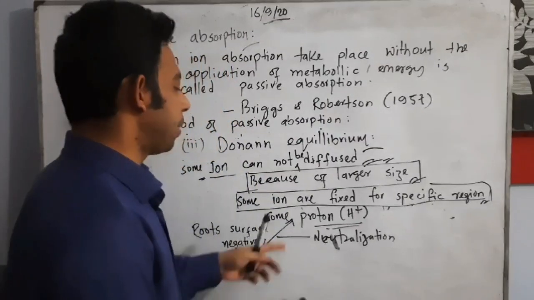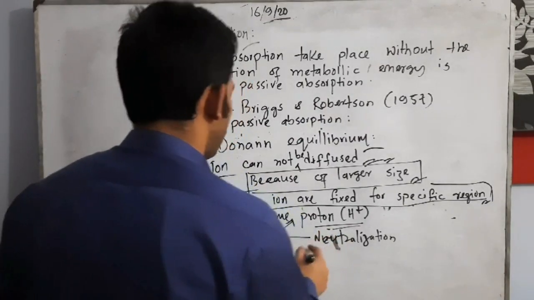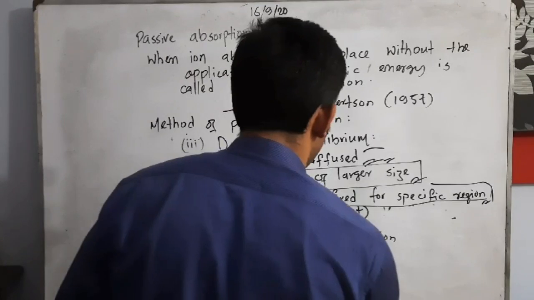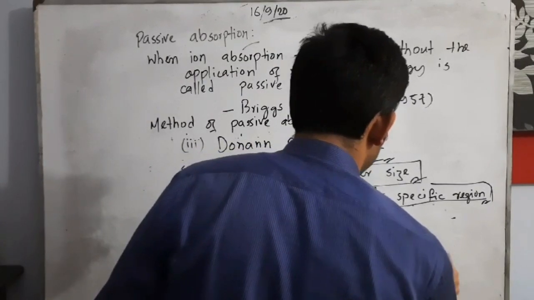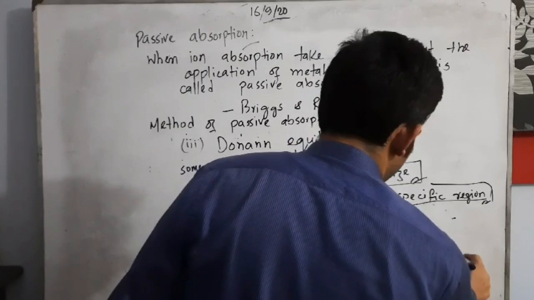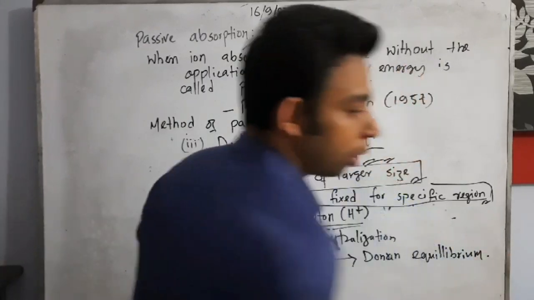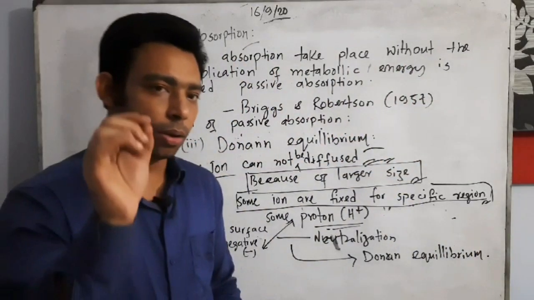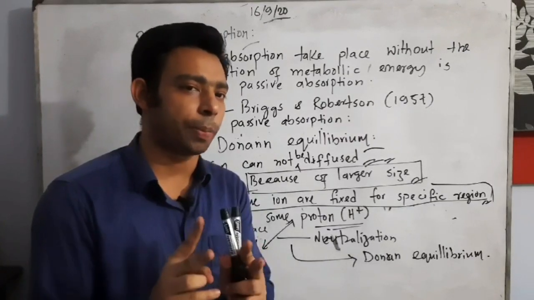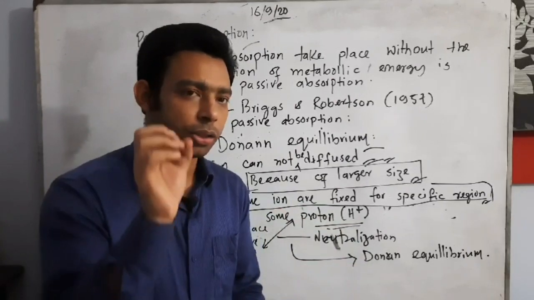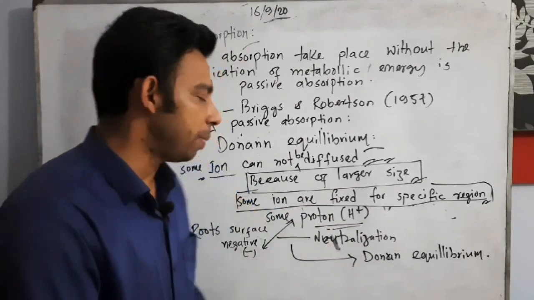So that equilibrium state is the Donnan equilibrium, and this equilibrium is known as the Donnan equilibrium. I want to say one more thing, because it is asked for 2 marks, it is always very important: the Donnan equilibrium. What I make you understand, just repeat and listen to me properly.